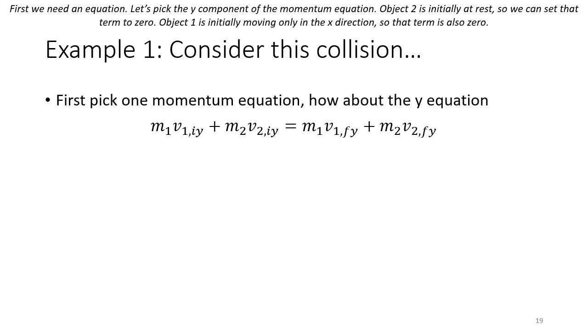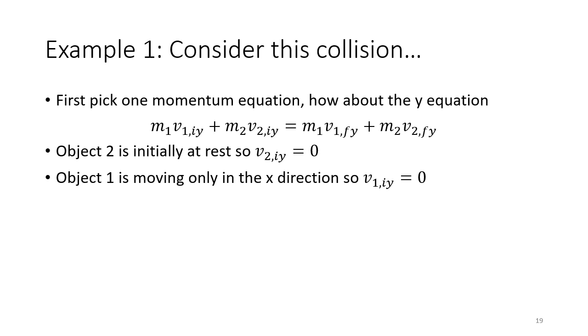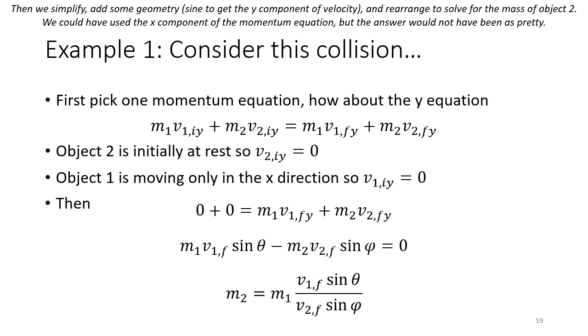First, we need an equation. Let's pick the y component of the momentum equation. Object 2 is initially at rest, so we can set that term to 0. Object 1 is initially moving only in the x direction, so that term is also 0. Then we simplify, add some geometry, use sine to get the y component of velocity, and rearrange to solve for the mass of Object 2. We could have used the x component of the momentum equation, but the answer would not have been as pretty.